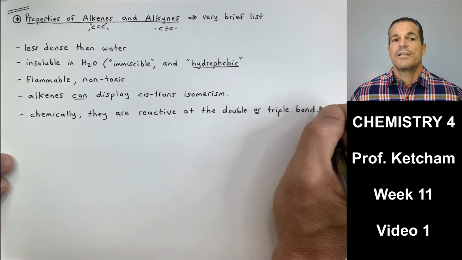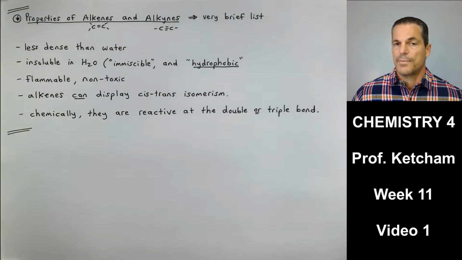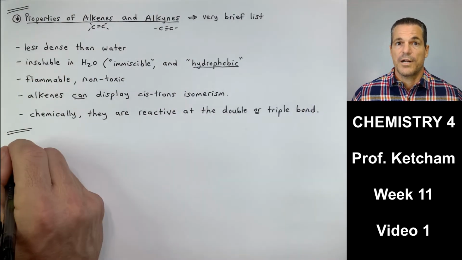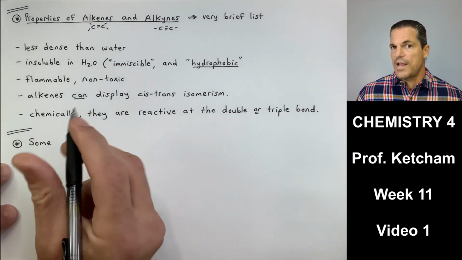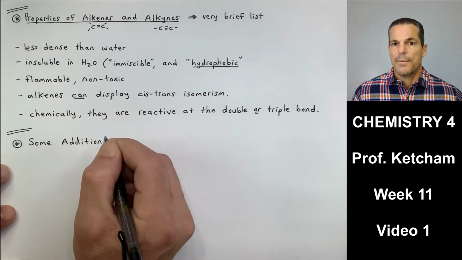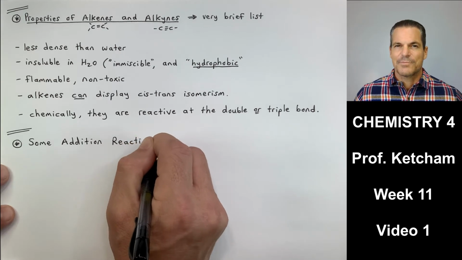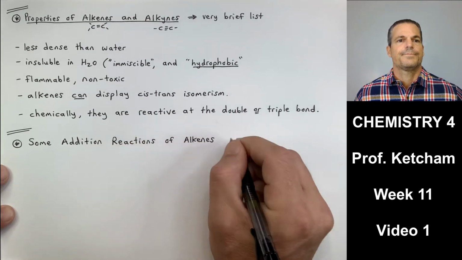Now, chemically, they are reactive at the double or triple bond. That's why it's called a functional group, right? It controls the function of the molecule in reactions and stuff like that. So the double bond and the triple bond, those are the hotspot areas of where reactions occur.